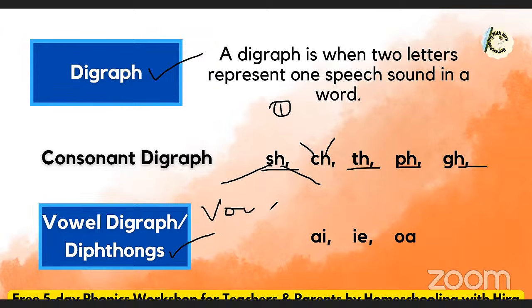Let's add one thing more. Vowel teams. Vowel teams, vowel digraphs, vowel diphthongs are already vowels. So what is the difference and similarity between these terms?